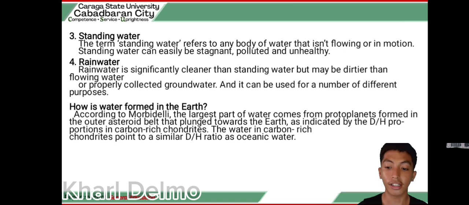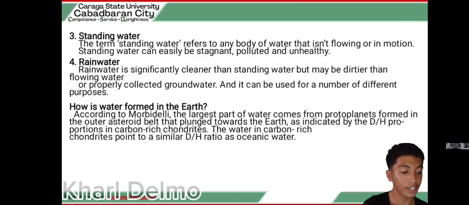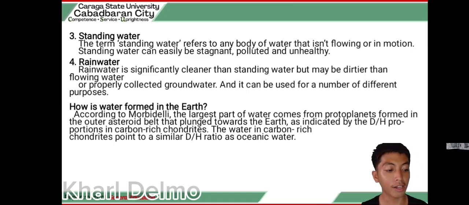Rainwater. It is significantly cleaner than standing water, but it may be more deteriorated than flowing water or properly collected water, and it can be used for a number of different purposes. So this means that rainwater is generally cleaner than standing water because it has not had time to accumulate contaminants like bacteria or debris from stagnant conditions.